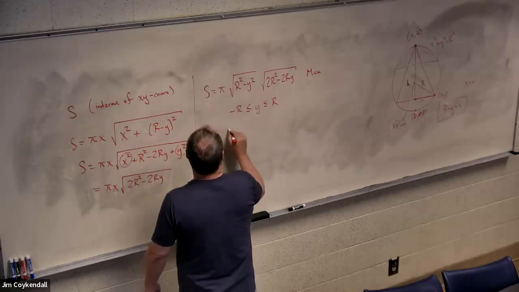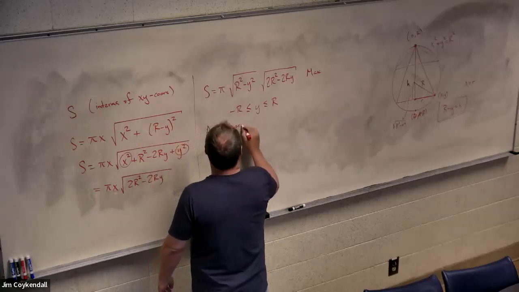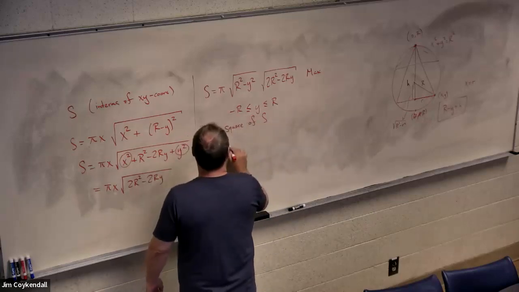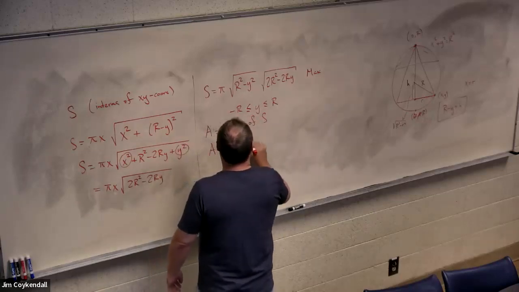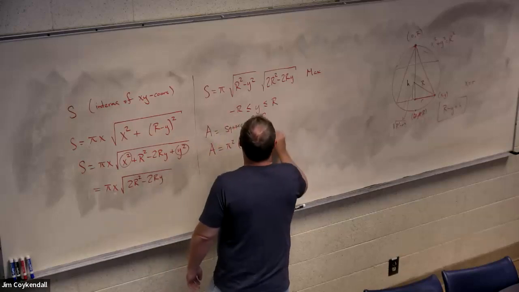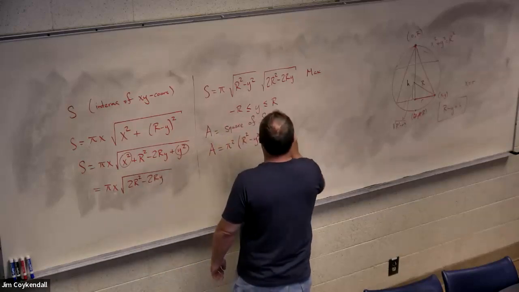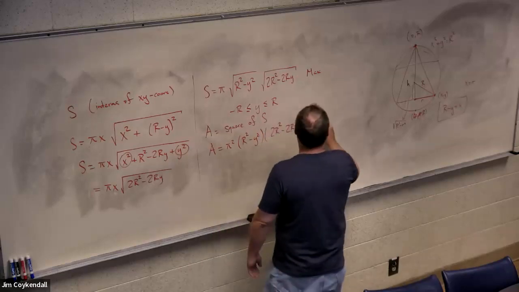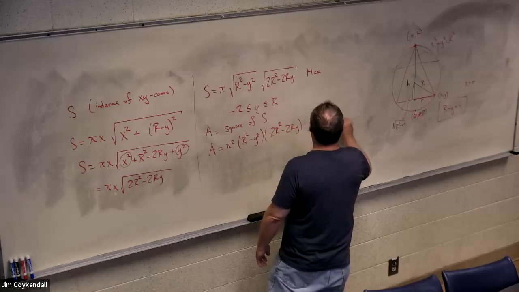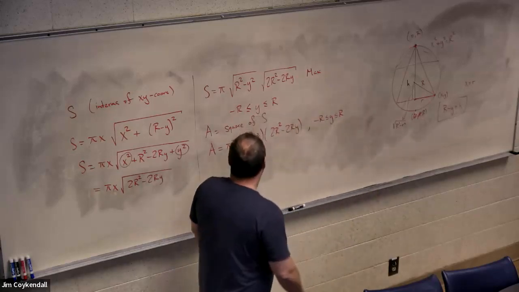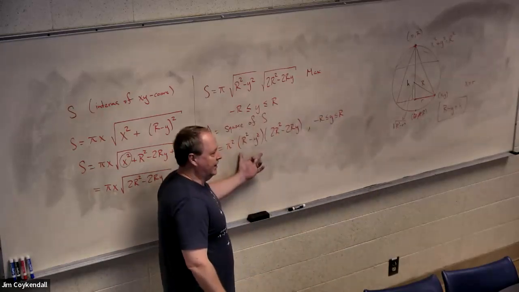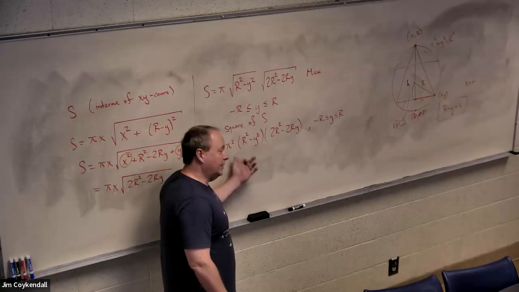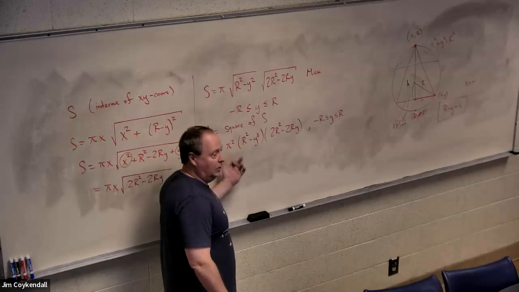But A will be the square of S. So now A is pi squared times R squared minus Y squared times 2R squared minus 2RY. And the range for Y is the same. This is much easier, right? No square roots. I'm going to find the smallest one, and then I'm going to remember that my answer is the square of what it should be.